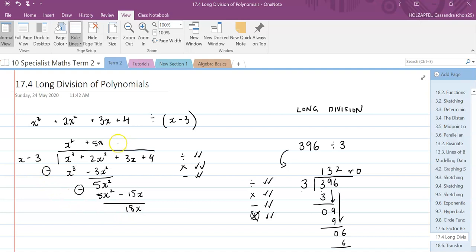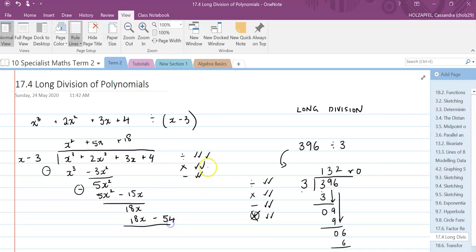18x divided by x is going to be 18. x times 18 is going to be 18x. And then, 20 times 3 is 60, and then take away 6 from that. So that'll be 54. So 18 times 3 is going to be negative 54.